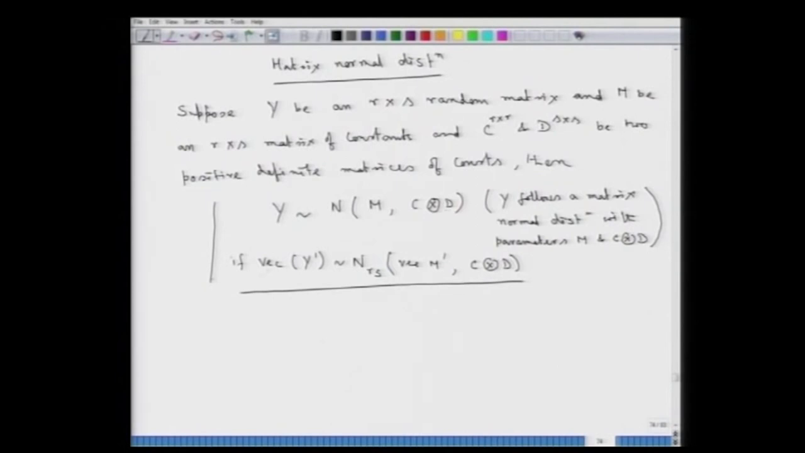If we have vec of Y prime, now what is the dimension of vec of Y prime? Y is R by S, so we can think that Y is comprising of S column vectors each of dimension R. So, if we make vec of Y prime from there, then it is going to lead us to an R times S dimensional random vector.